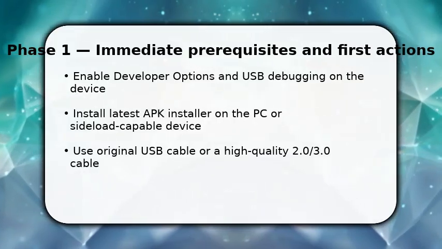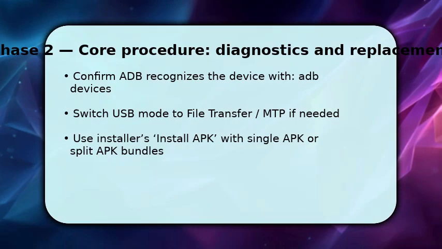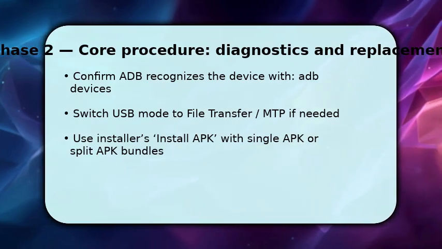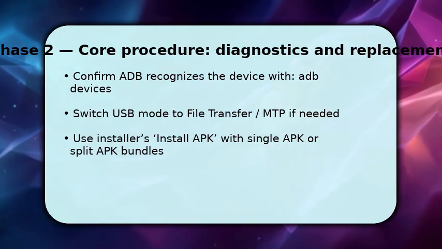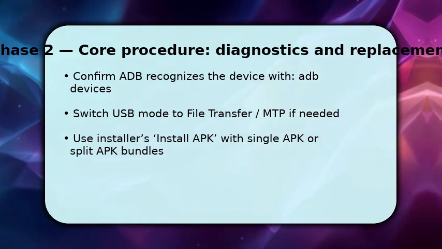Now you confirm the connection by running adb devices. You should see your device ID listed. If not, switch the USB mode to file transfer, sometimes labeled MTP, and rerun the command.